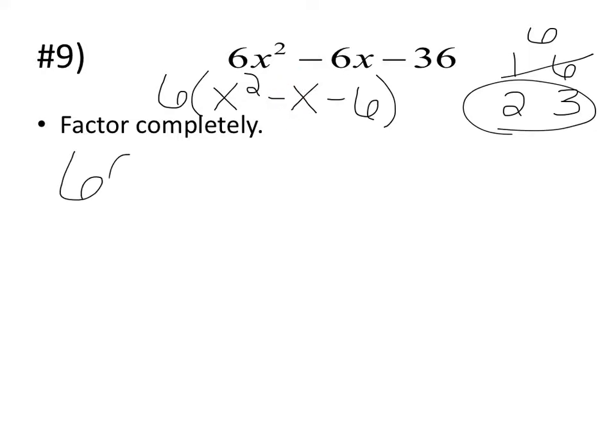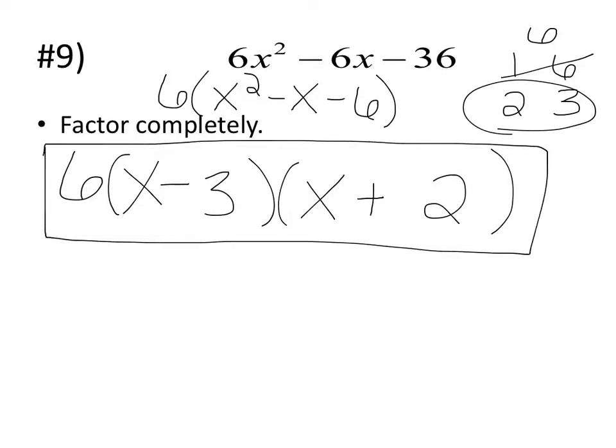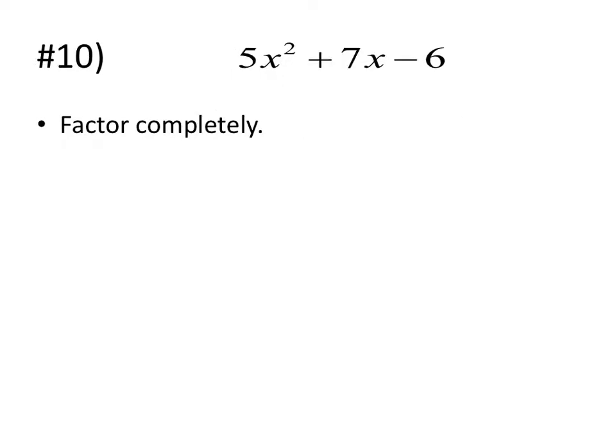So keep your 6, build your houses. X goes in each house. Always keep your first sign. If your first sign is negative, you change your second sign. Write your larger number first, and then you're going to multiply to check. That is correct. And always make sure you check to make sure your houses don't have anything in common. They do not.